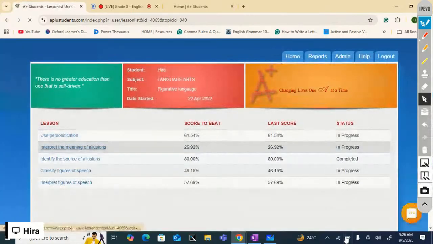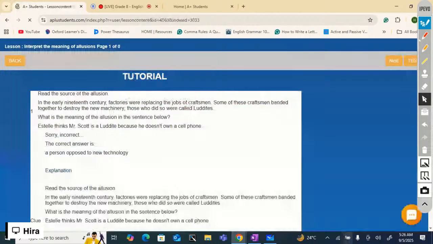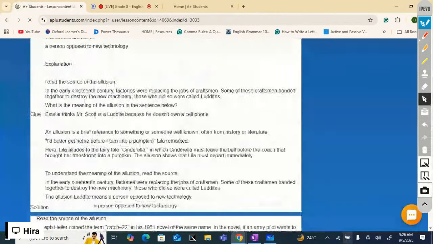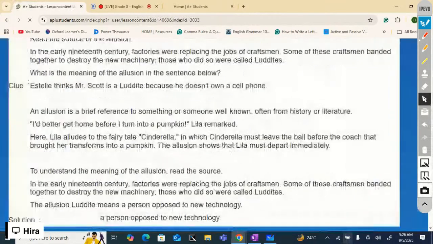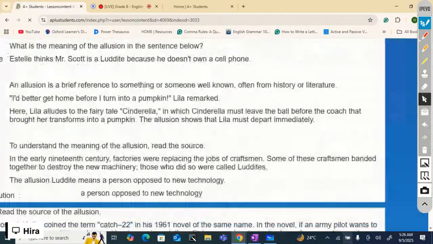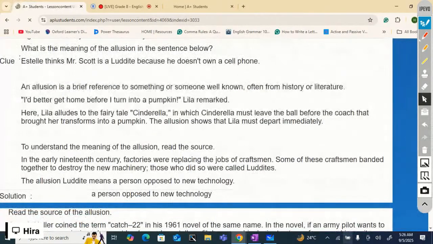Interpret the meaning of allusions. Well, what is an allusion?